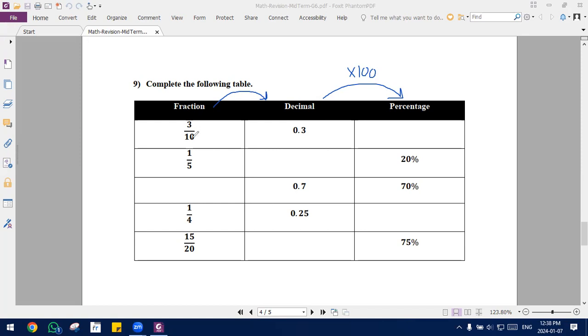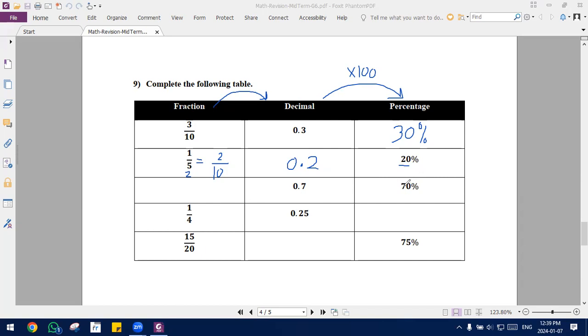So here we have 3 over 10, which means 0.3. Now, times 0.3 by 100, it will be 30. And then we put the percent. Next, 1 over 5, as we said, we should make it 10. So we times it by 2, it will be 2 over 10. What is it as decimal? Is 0.2. Times it by 100, 20%.